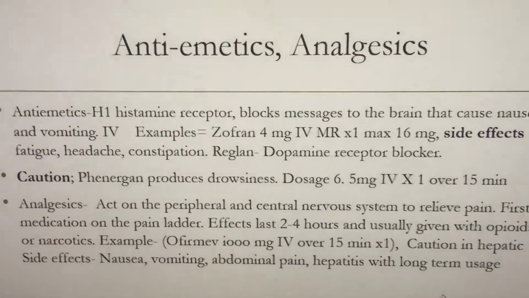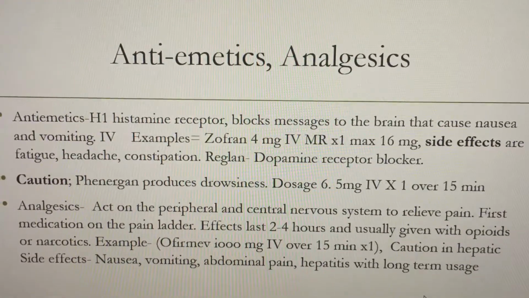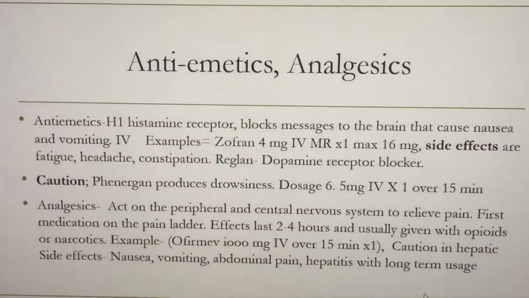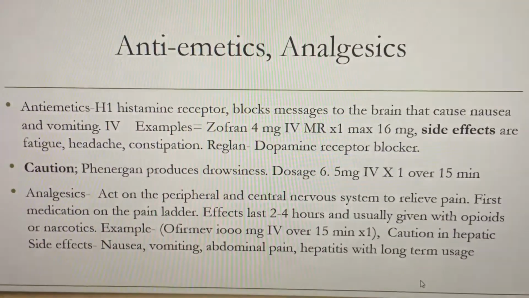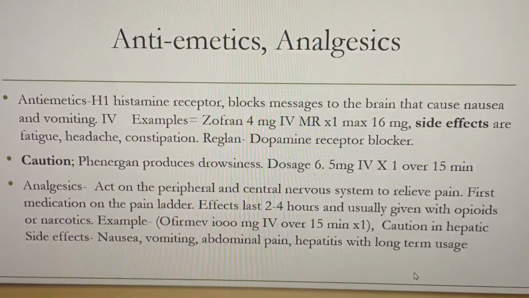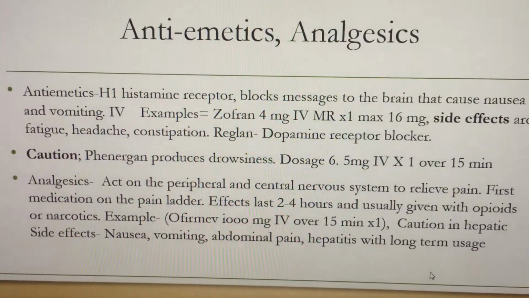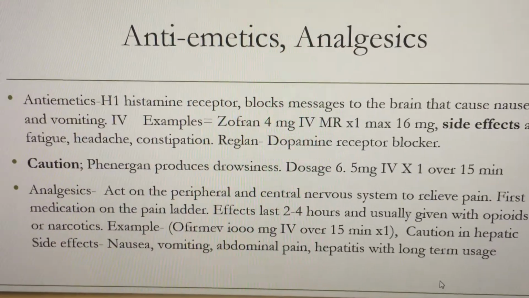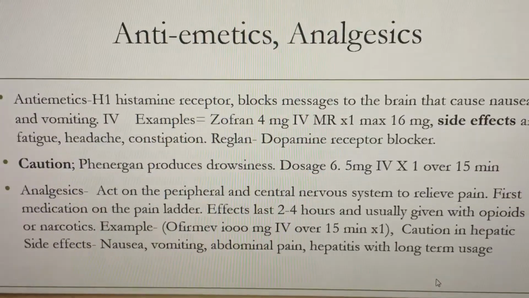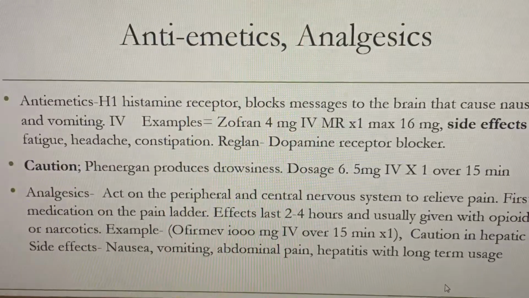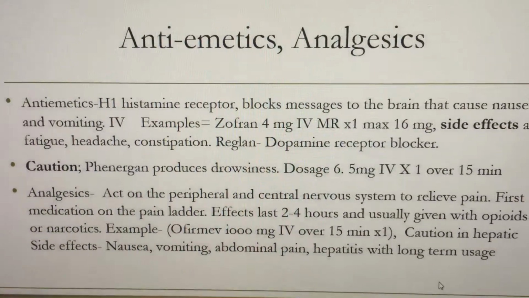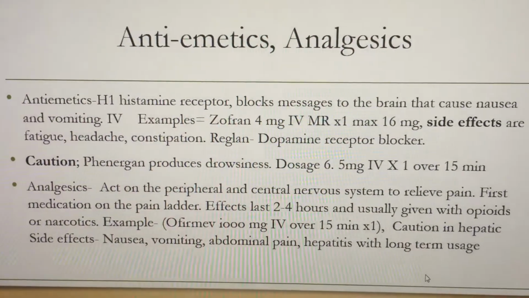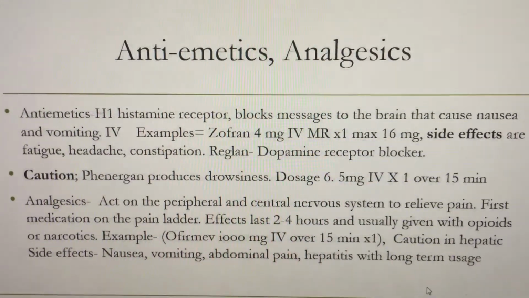Antiemetics and analgesics are our first line of medications for the post-operative patient. Analgesics act on the peripheral and central nervous system to relieve pain, and they are usually the first medication on the pain ladder. The effects are usually from 2 to 4 hours, and they're usually given with opioids or narcotics, if not effective alone. Ofirmev 1000 IV is given over 15 minutes times 1, and we are to exercise caution in hepatic patients. Side effects of analgesics are nausea, vomiting, abdominal pain.